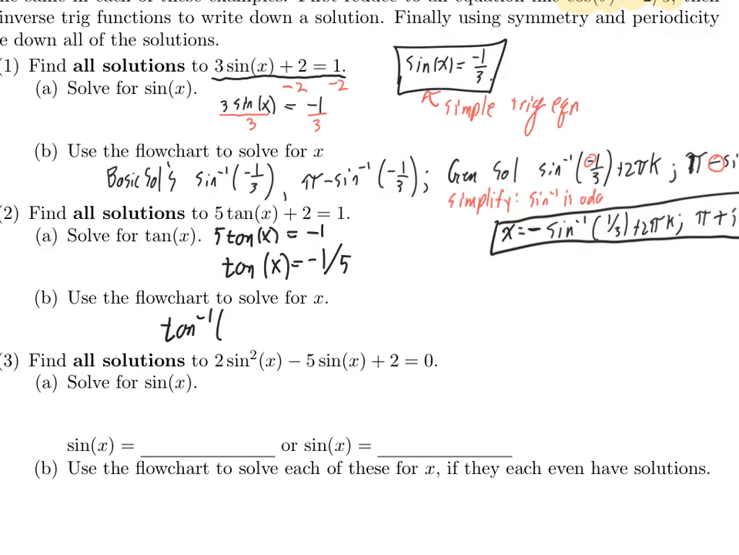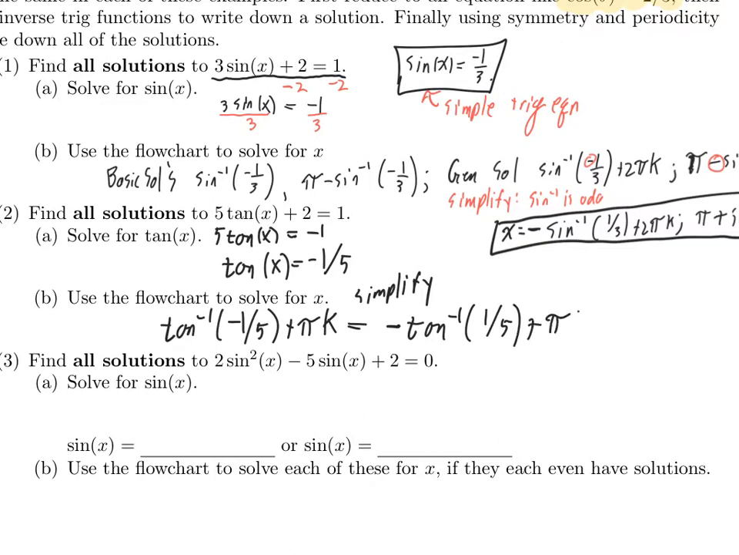negative 1/5, plus pi k, or simplified, inverse tangent, picture its graph, look at the graph of inverse tangent. It's odd. That'll give you negative tangent inverse of 1/5 plus pi k. Either of those are answers that I would be happy with.